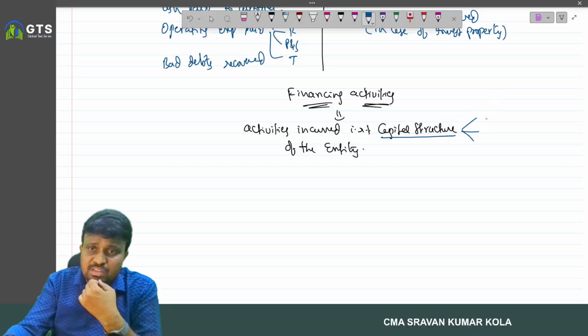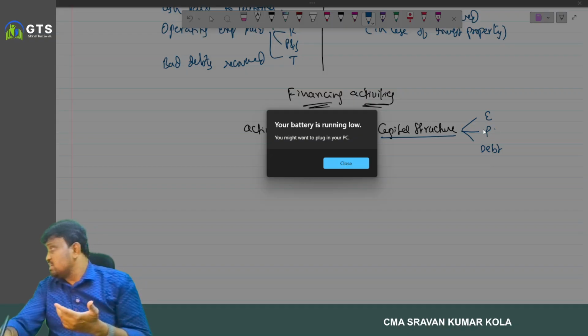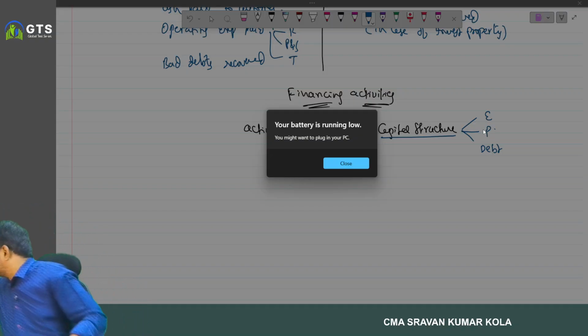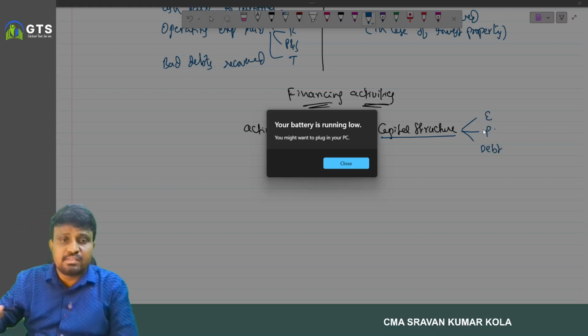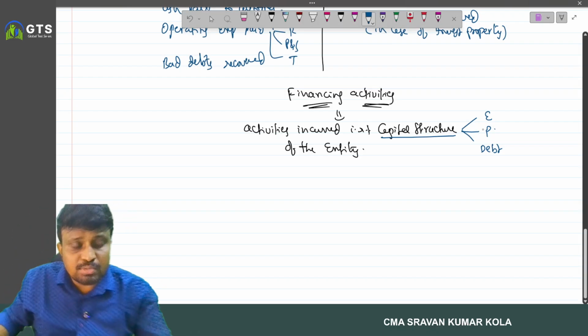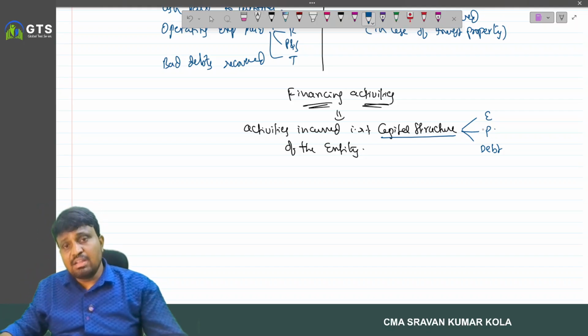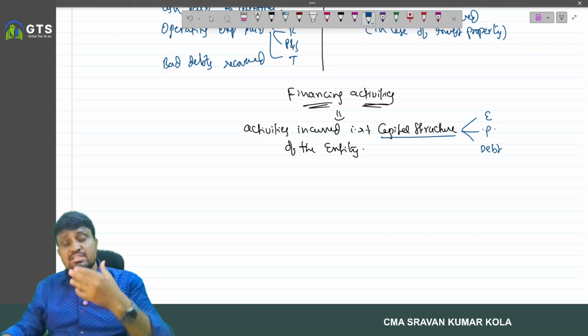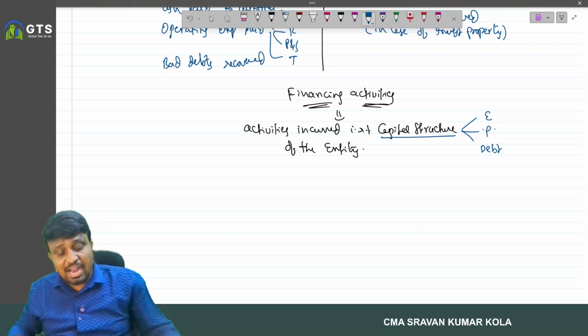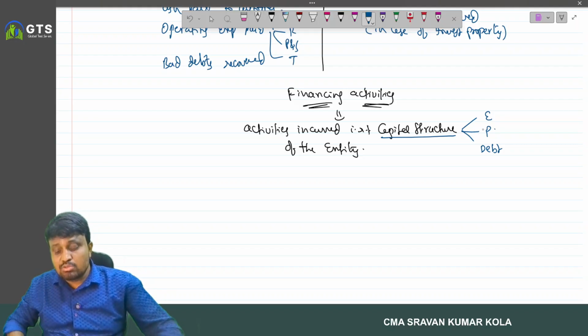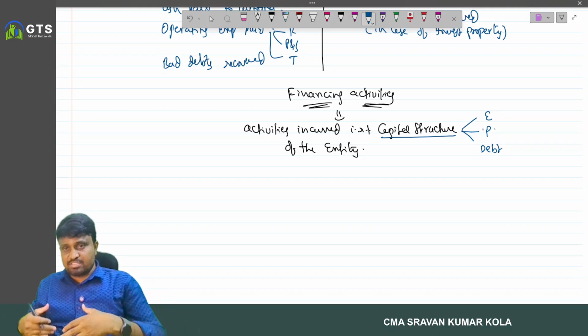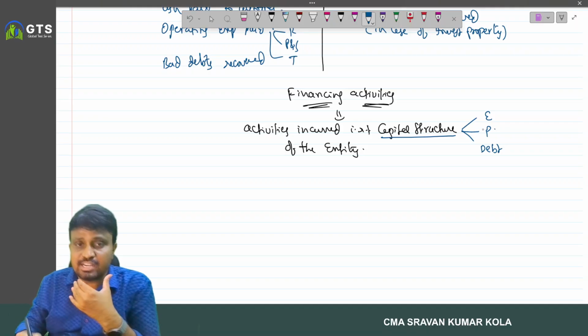What types of capital do we have? Either equity share capital, preference share capital, or debt. Debt means debentures and any short-term loans, etc. And these are all covered under financing. How the amount is generated, the cash flows relating to the source of generating the finance.